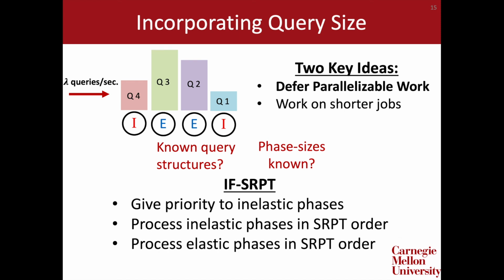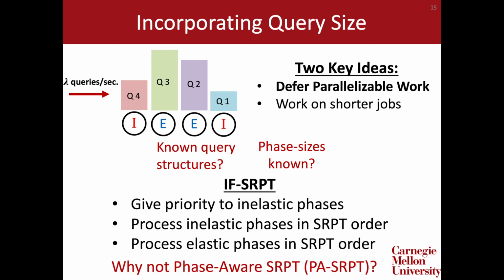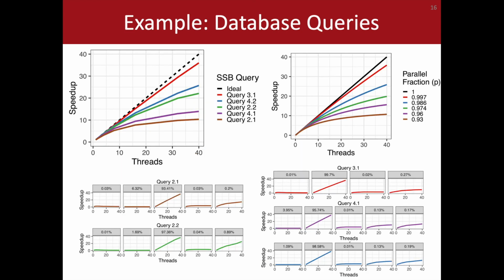You might wonder whether it's even worth it to defer parallelizable work in this case. We could consider a phase-aware SRPT policy, which avoids over-allocating to inelastic phases, but otherwise prioritizes the jobs with the shortest remaining total sizes. To illustrate the importance of deferring parallelizable work, I'll show you the results of simulations that we ran based on the star schema benchmark numbers I showed earlier in the talk. Note that these queries frequently violate the assumptions made in our theoretical model that I described earlier.